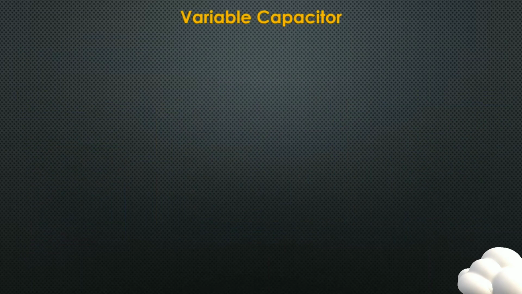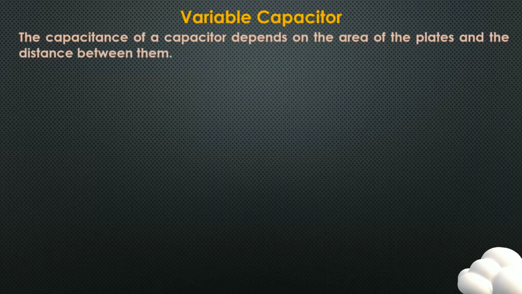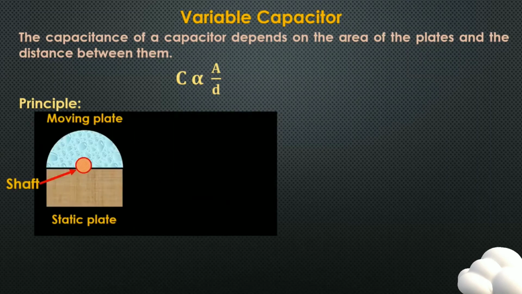The next type of classification is variable capacitor. The capacitance of the capacitor depends on the area of the plate and the distance between them. A general formula for capacitance is as shown in the figure. C is directly proportional to A and inversely proportional to D. The figure shows the moving plate. Variable capacitors have a moving plate.